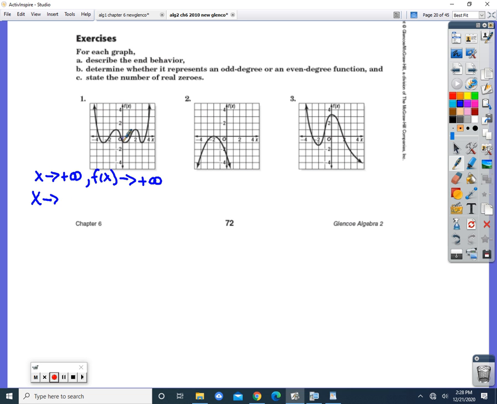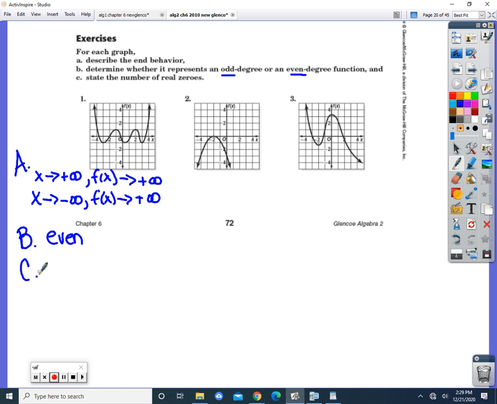So go back to the graph. As x goes to negative infinity, the function goes to positive infinity. That's the first part. I think I'll use a capital A. And then the next part, what's the B part? Determine whether it represents an odd or even function. That should be easy. They're both pointing in the same direction, so it's an even function.